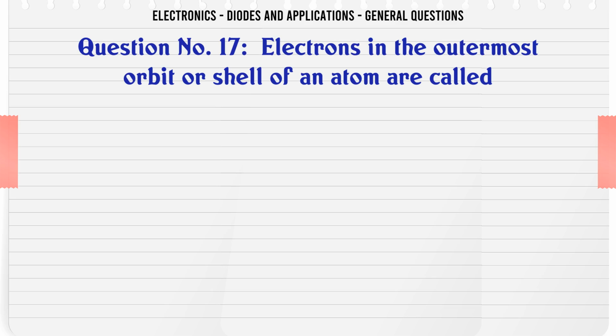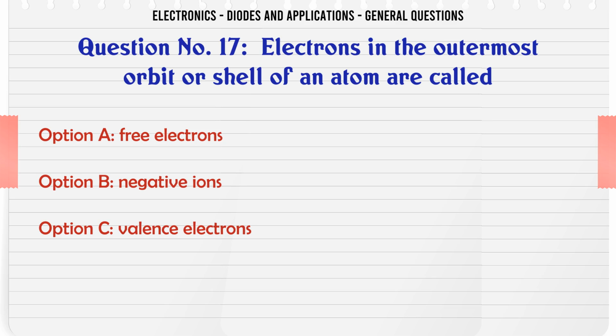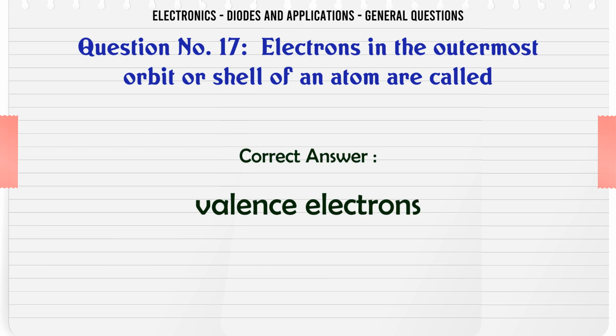Electrons in the outermost orbit or shell of an atom are called A. Free electrons, B. Negative ions, C. Valence electrons, D. Conduction band electrons. The correct answer is valence electrons.